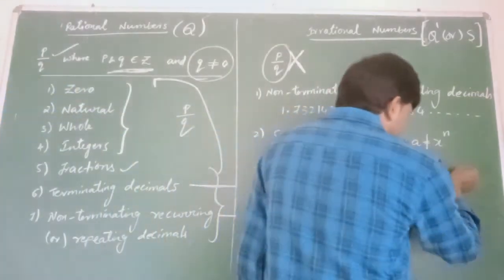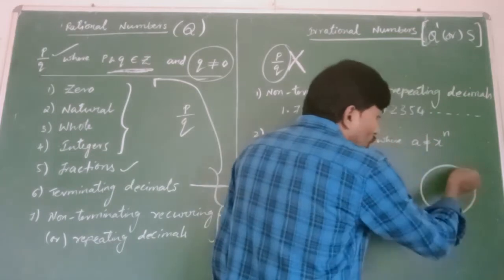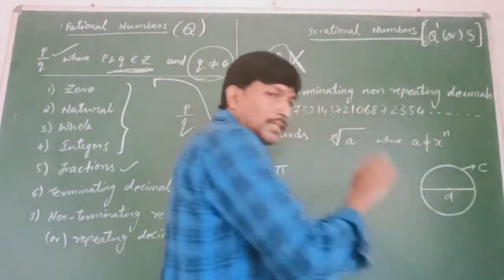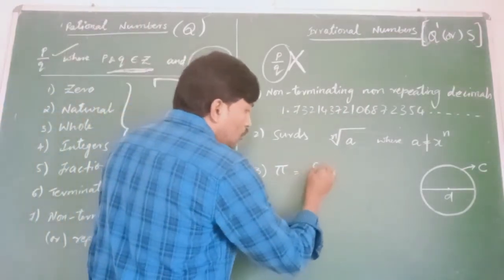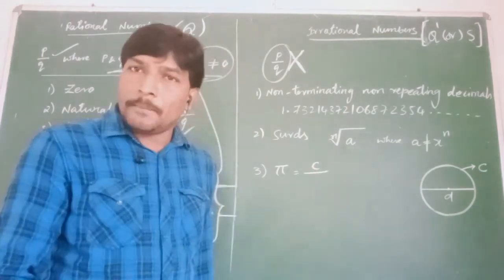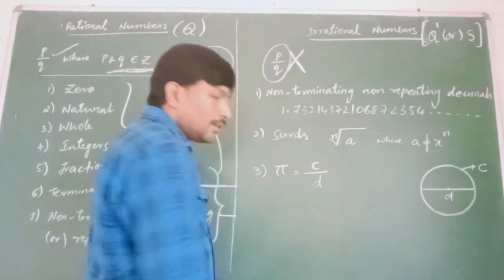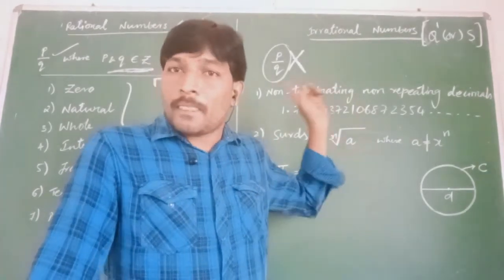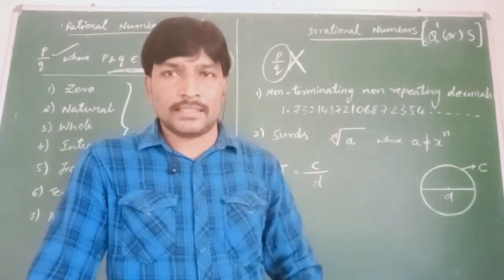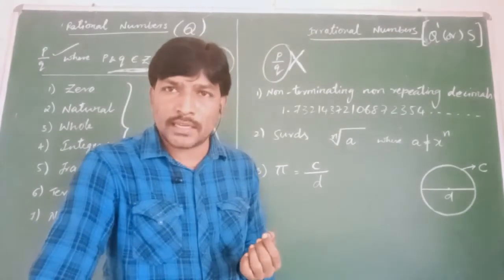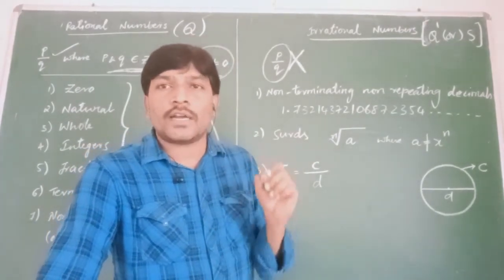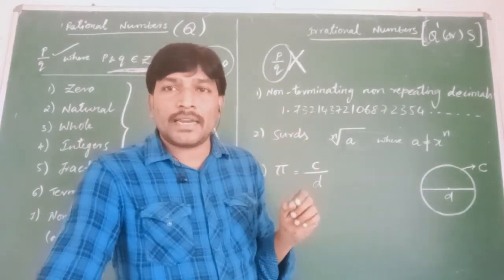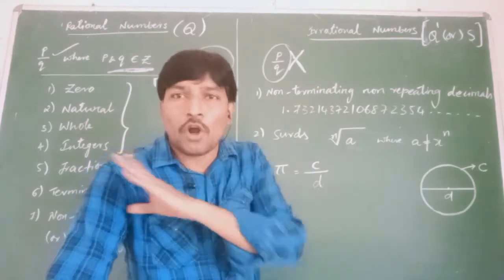If we consider a circle, the total length of the circle is called the circumference, and this is the diameter. When you divide the circumference of any circle by its diameter, you will get a value which is a non-terminating, non-repeating decimal. Whatever the size of the circle may be, small or bigger, when you divide the circumference of a circle by its diameter, we get a non-terminating, non-repeating decimal. And this is the same for all circles.